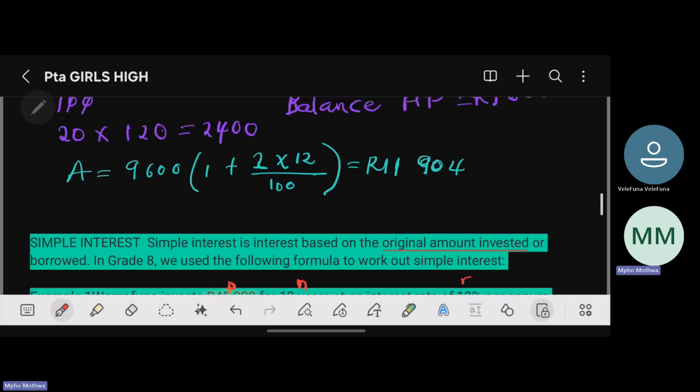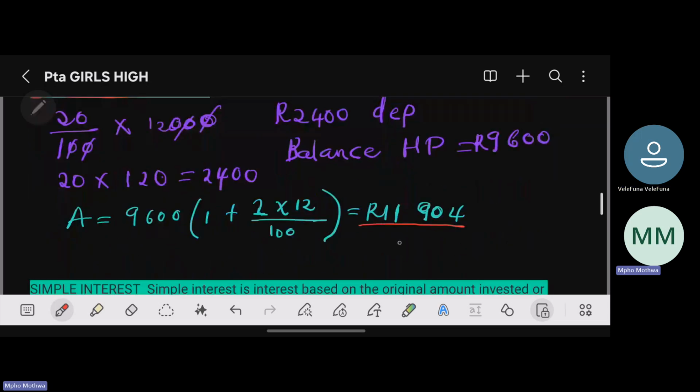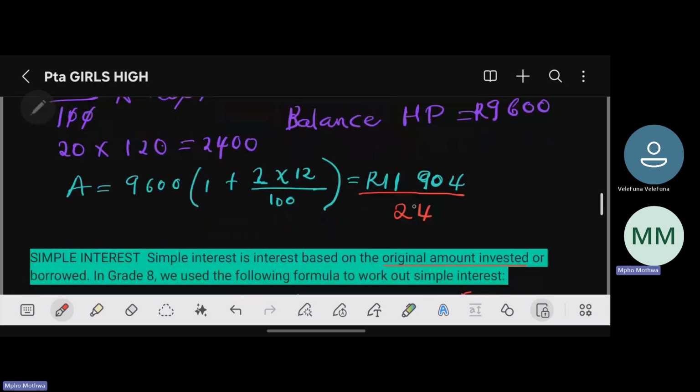How many months are there all in all? We were told that it was 24 months, right? Yes, sir, 24 months. Then you divide throughout by 24, and this will give you the monthly installment. 11,904 divided by 24. How much?